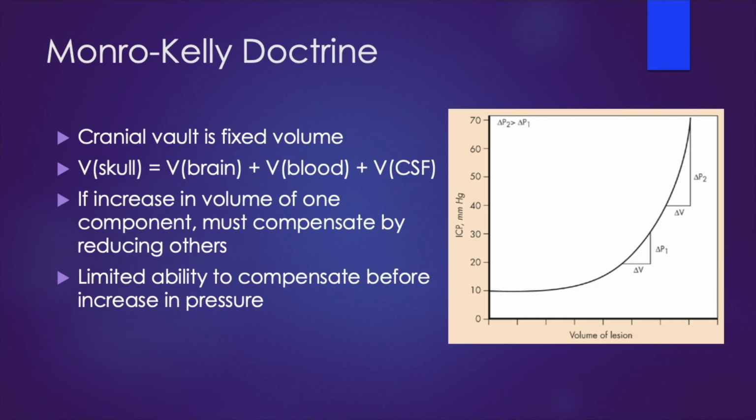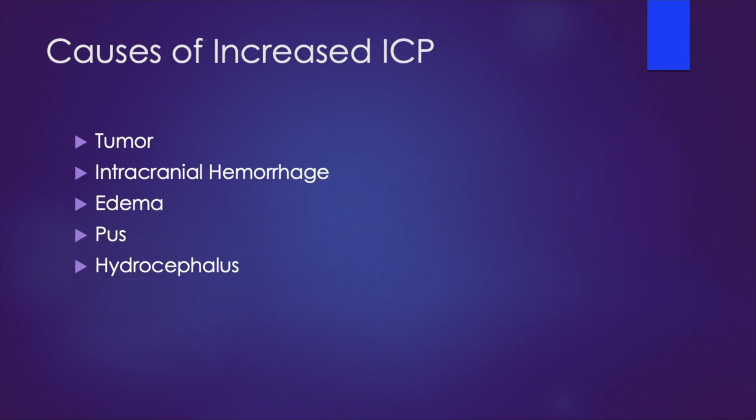and ICP will increase. A feared complication of increased ICP is brain herniation, where a portion of the brain tissue in a high-pressure region shifts to a low-pressure region, such as past the cerebellar tentorium. Causes of increased intracranial pressure include mass lesions such as tumors, hemorrhage, edema, or pus. Altered CSF production or drainage causing hydrocephalus can also increase ICP. Trauma can increase ICP through either hemorrhage or edema.